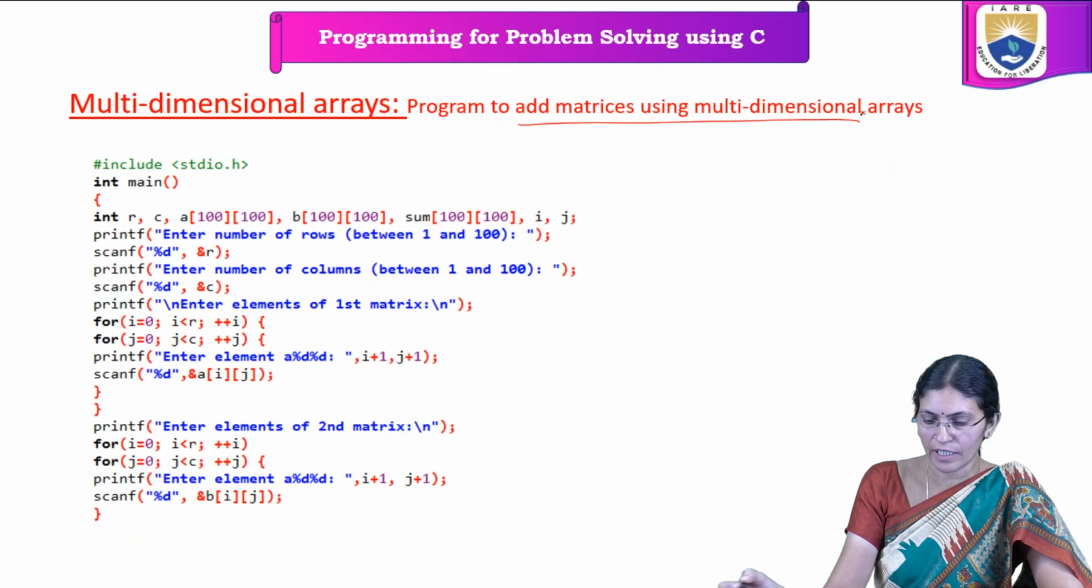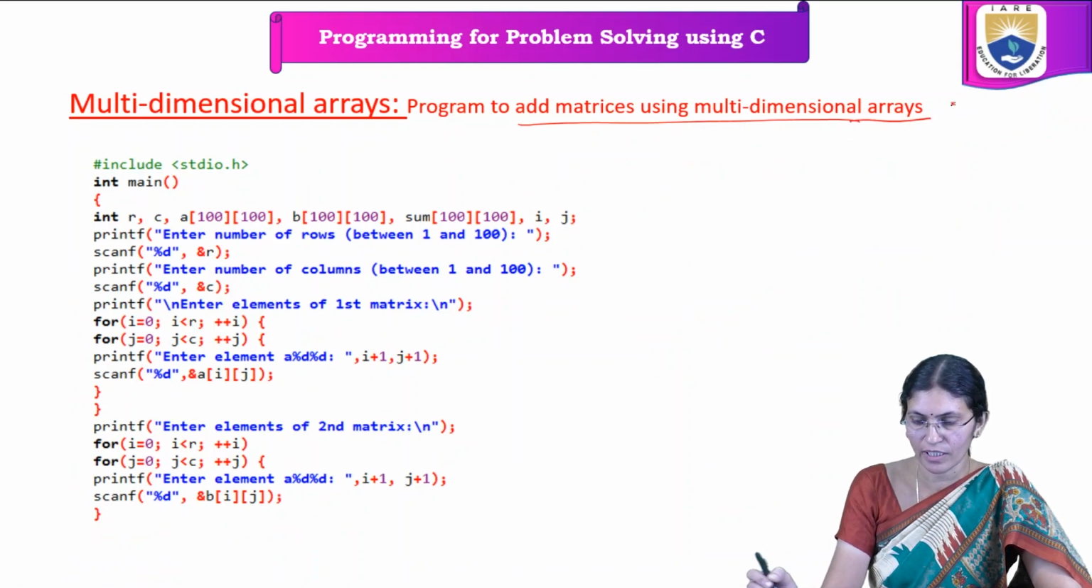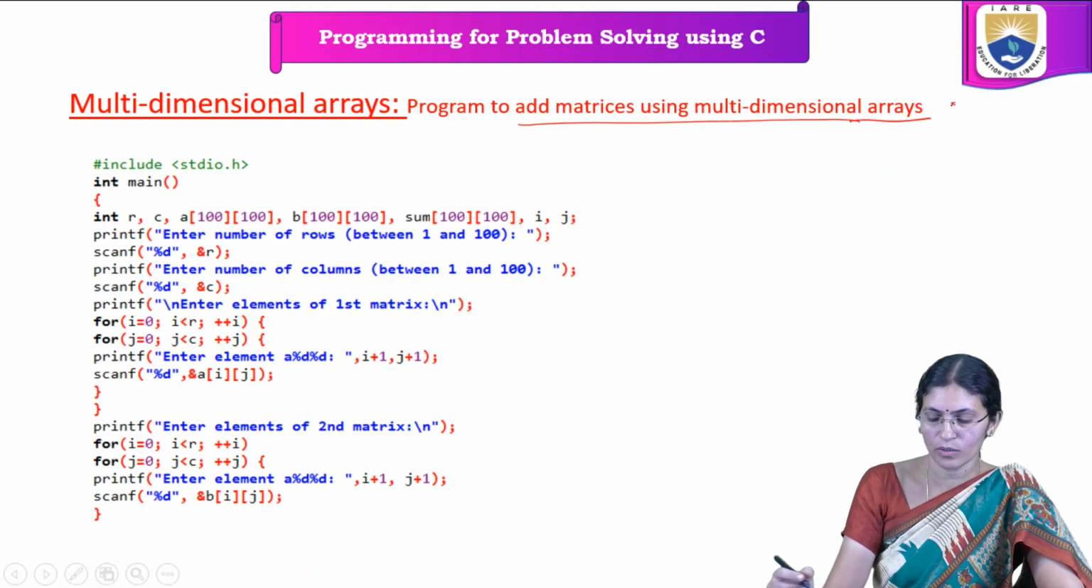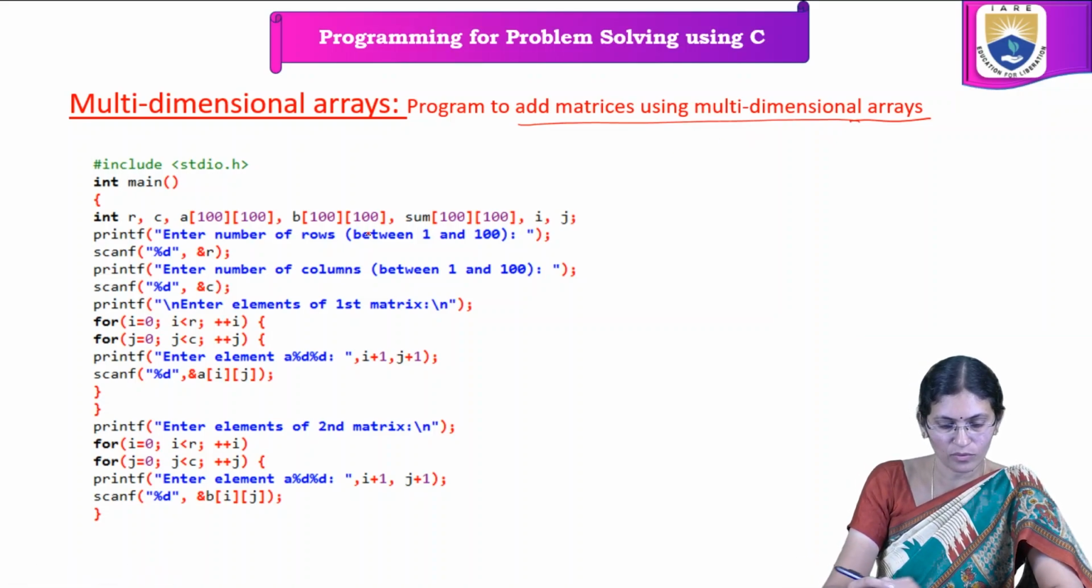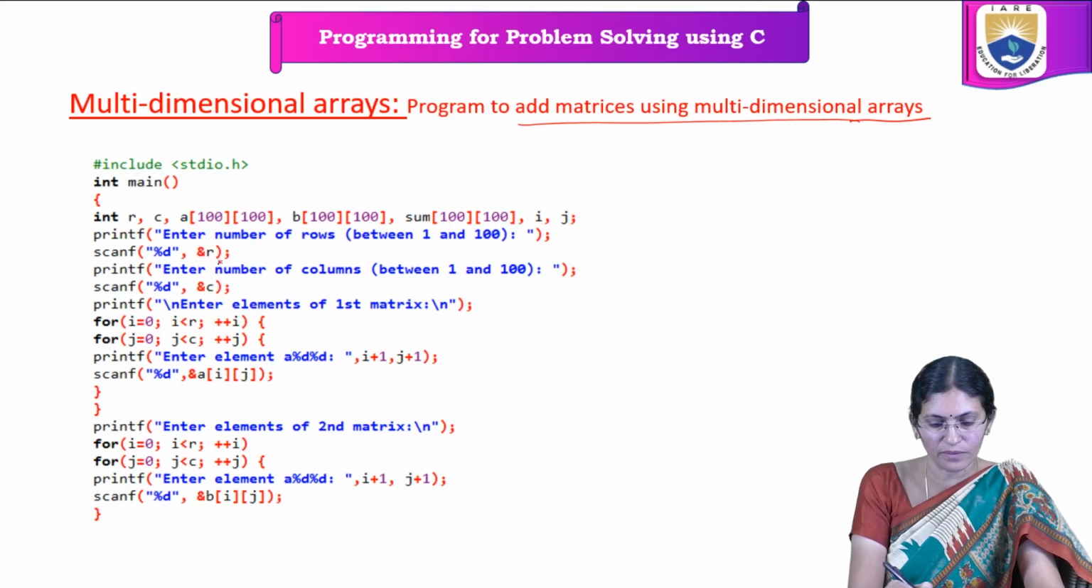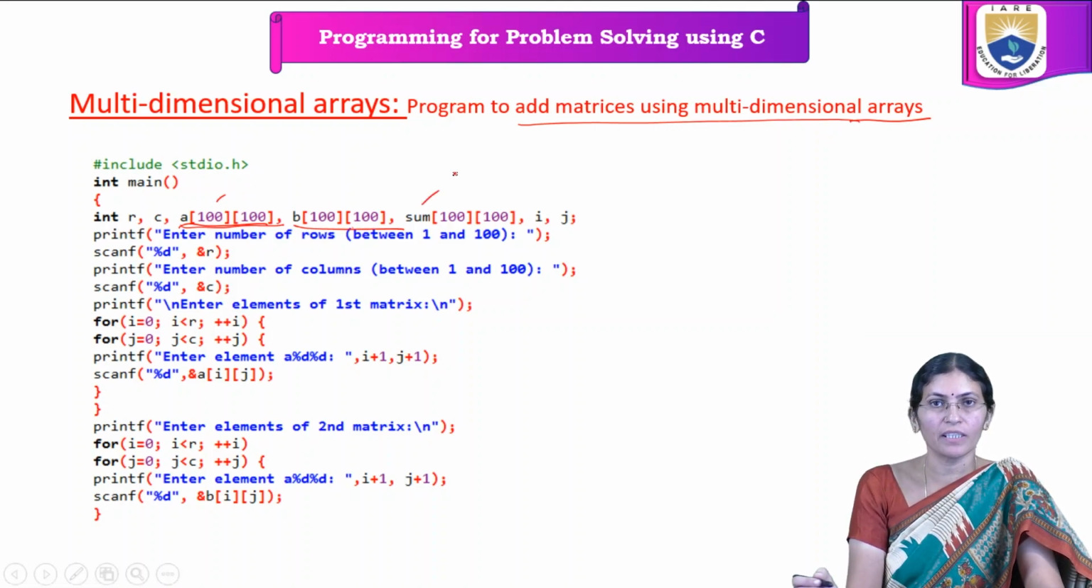Next, a program to add matrices using multidimensional arrays. Now let us see how to add two matrices. So this is a program to add two matrices. For that we need to declare two matrices. So these are the two matrices A and B, or two arrays you can say. We have declared two arrays A and B. These are two dimensional arrays, and we need to declare another array also named sum, where you actually need to get the sum.